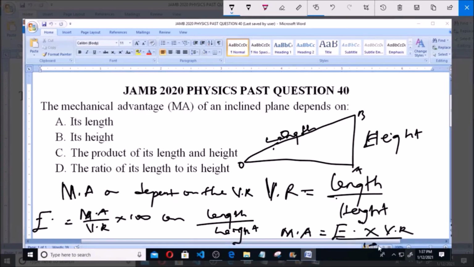So you can see that it depends on the velocity ratio, and velocity ratio is equivalent to the length over height. So the answer to this question is option D. Mechanical advantage of an inclined plane depends on the ratio of its length to its height, which represents the velocity ratio, because mechanical advantage depends on the velocity ratio.